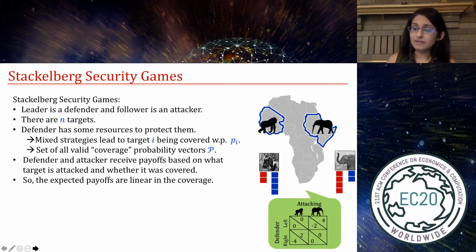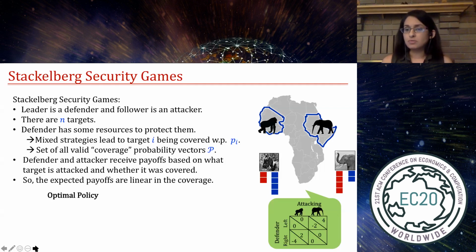I also have elephants, where if I lose one, it's definitely a tragedy, but elephants are not as close to extinction as gorillas are. And they're also more valuable to the attackers because they have these valuable ivory tusks. So if they're successfully attacked, the attacker will receive a utility of 4. So there's a mismatch between the utilities of the defender and the attacker.